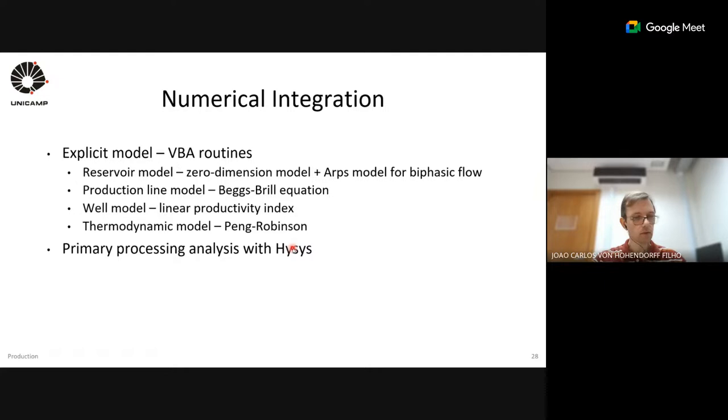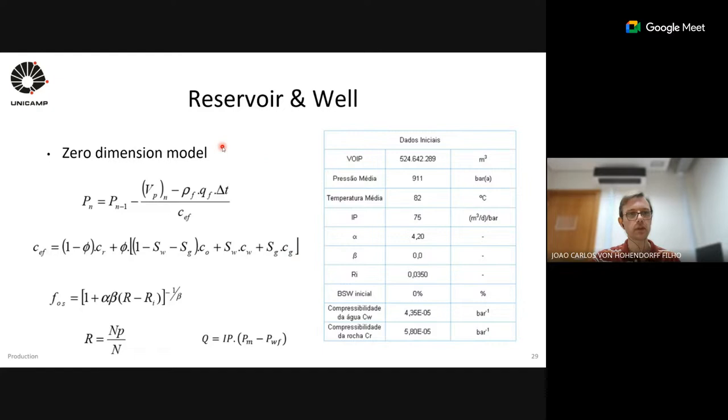For the reservoir and the well, I consider a zero-dimensional model. So I am just using the compressibility of the system to calculate the pressure of the reservoir, the average pressure of the reservoir, related to the initial volume of the reservoir. I apply the rates I am producing and I am injecting. I calculate the coefficients of the compressibility, the effective compressibility of the system that considers the compressibilities of the fluid, the rock, and the water.